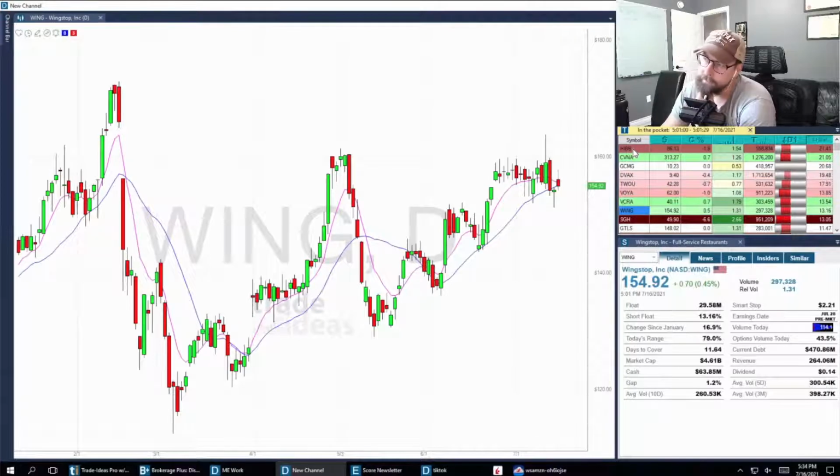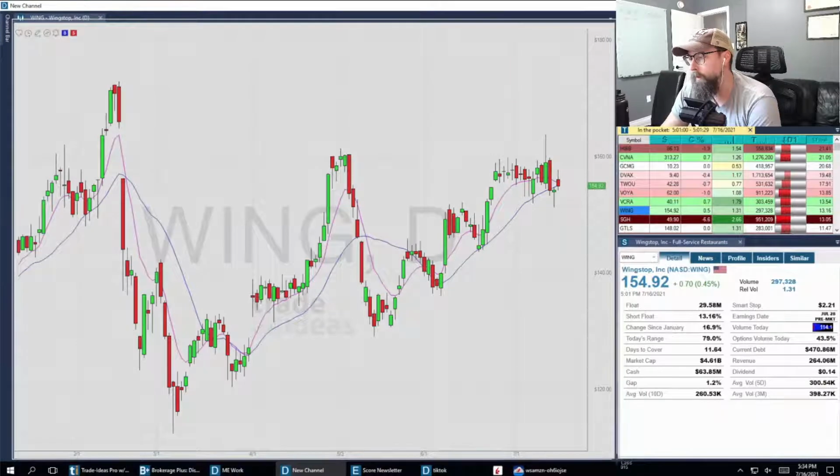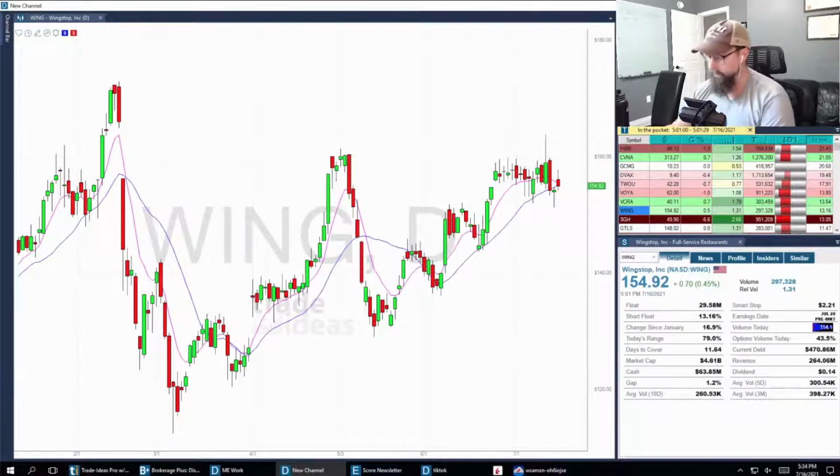Wing, man. It can't break 160, but it also can't go down. It might be interesting to take another shot at Wing, but this time wait for a close above 160 and then take the trade. This was another one I took this week that didn't work out. I was in over 160 and then it slammed back down and got me. But if I had waited and said, okay, I want this thing to close above 160, then we can go as well.